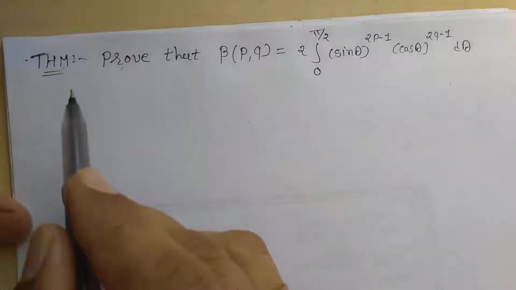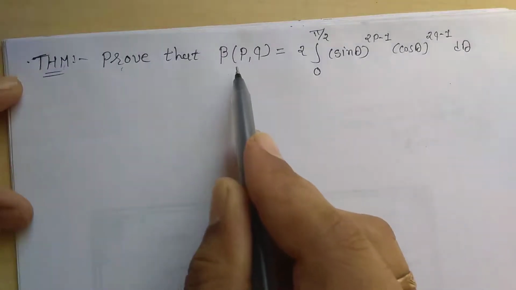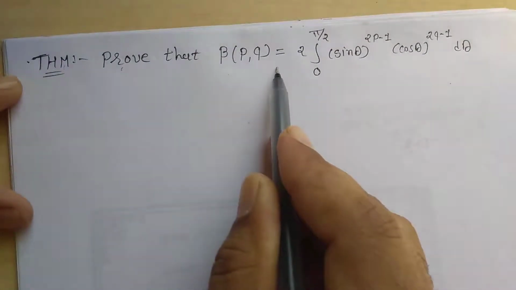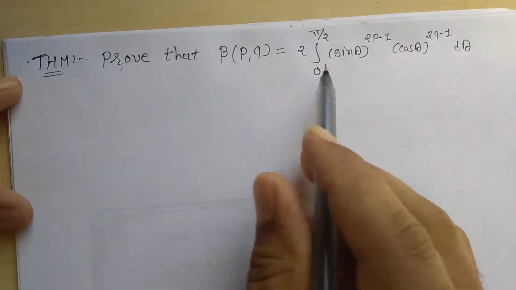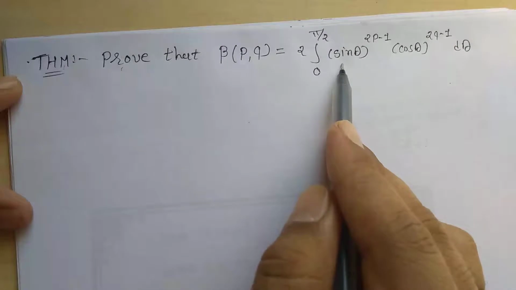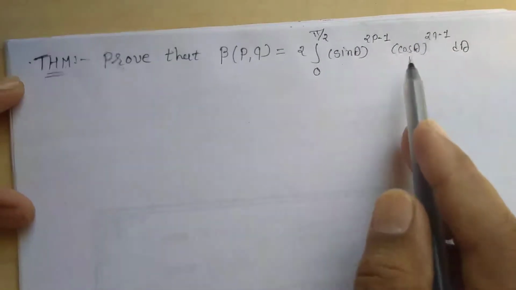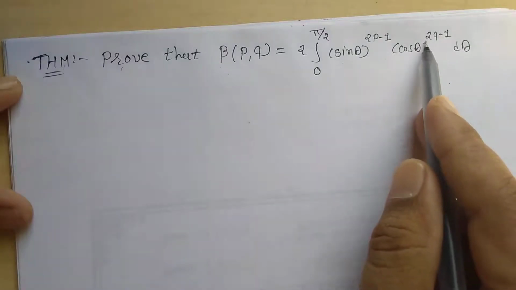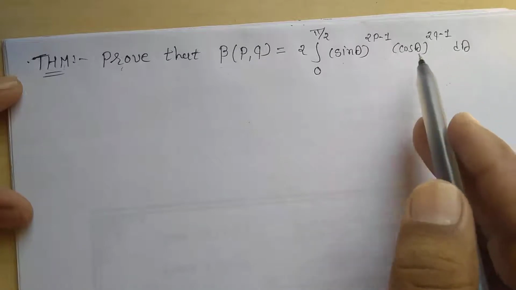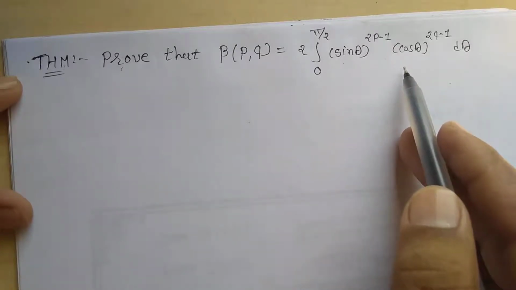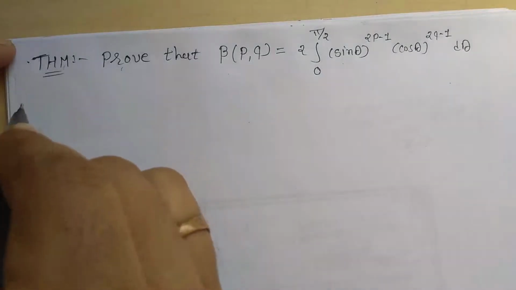First theorem: prove that beta of p comma q is equal to 2 times the integration from 0 to pi by 2 of sin theta raised to 2p minus 1 into cos theta raised to 2q minus 1 d theta. This theorem is very important. Now to prove it.